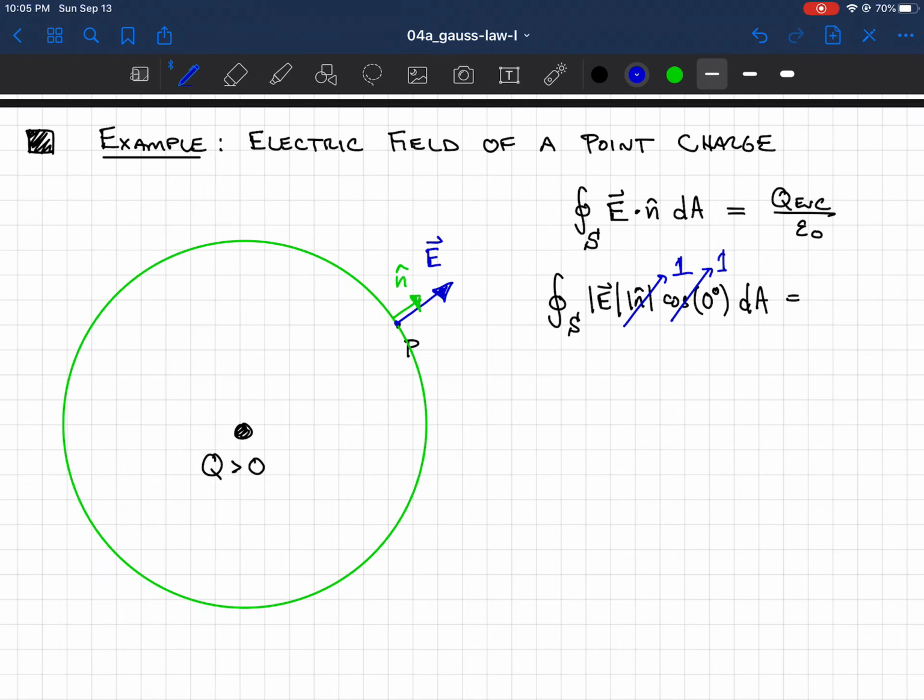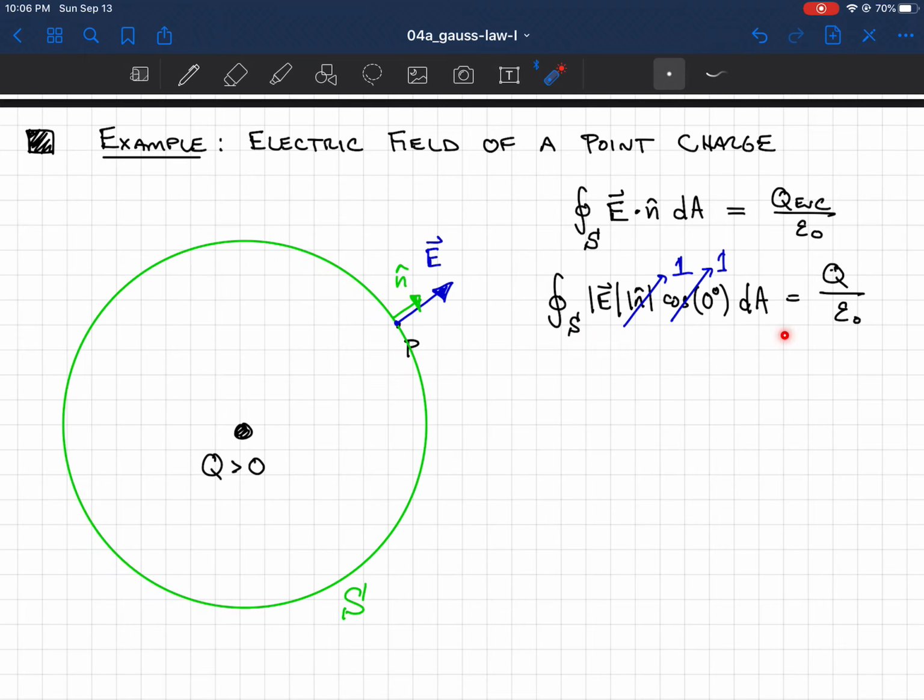Let's also look at the right-hand side. So remember what this meant. Q enclosed means the amount of charge inside of our chosen Gaussian surface. And I really should have labeled the Gaussian surface here. Well, what is the amount of charge inside of that surface? Well, it's just the single charge that's sitting there. So I can replace Q enclosed with just Q, and then I still have my epsilon out there.